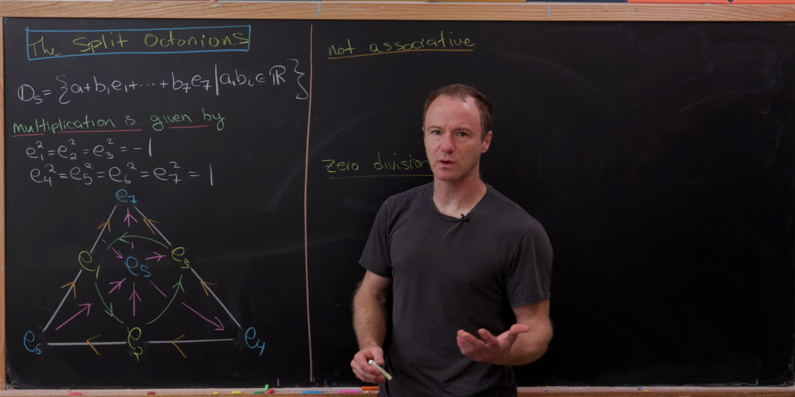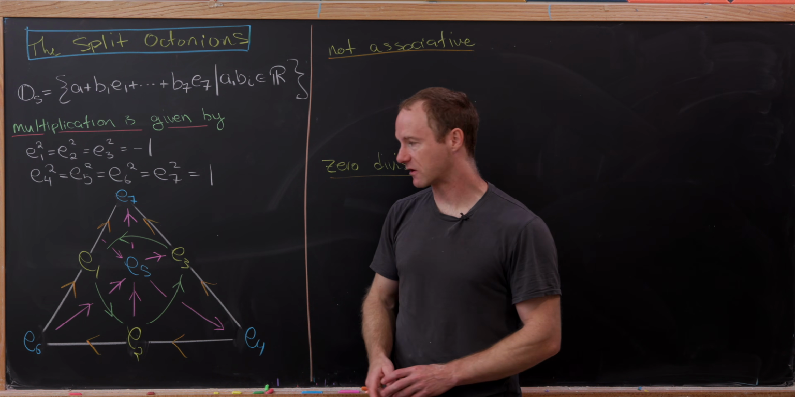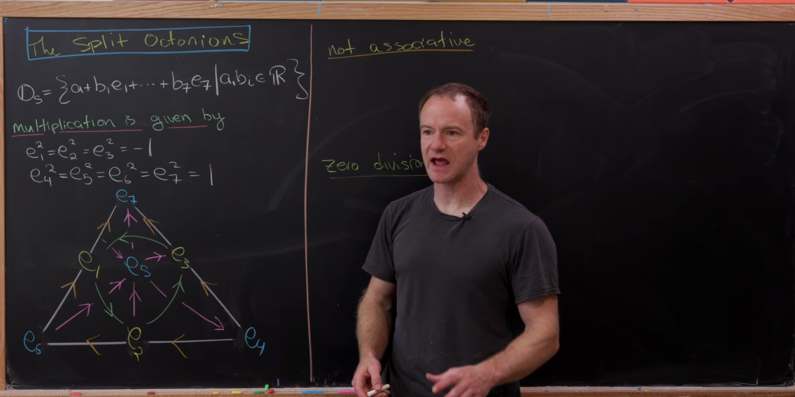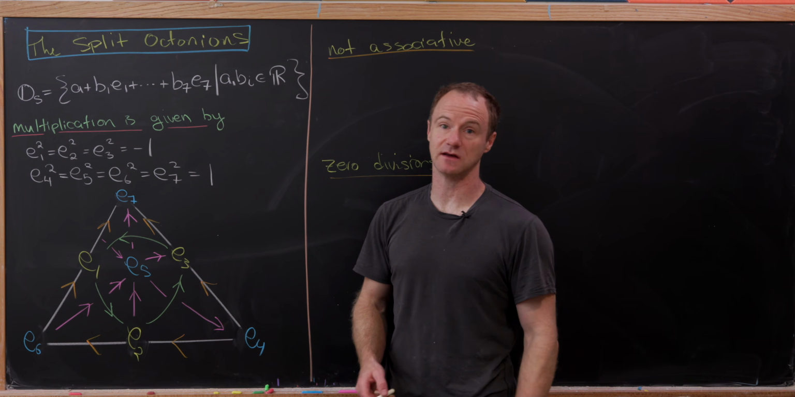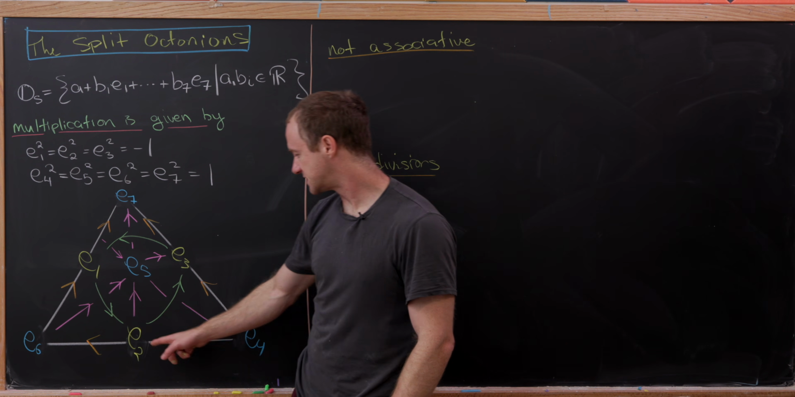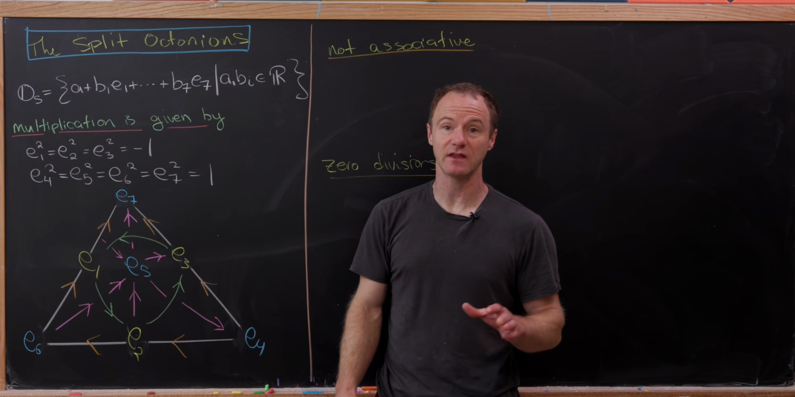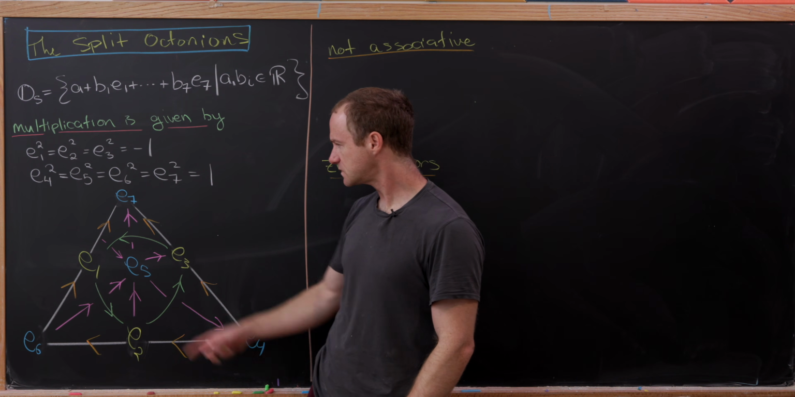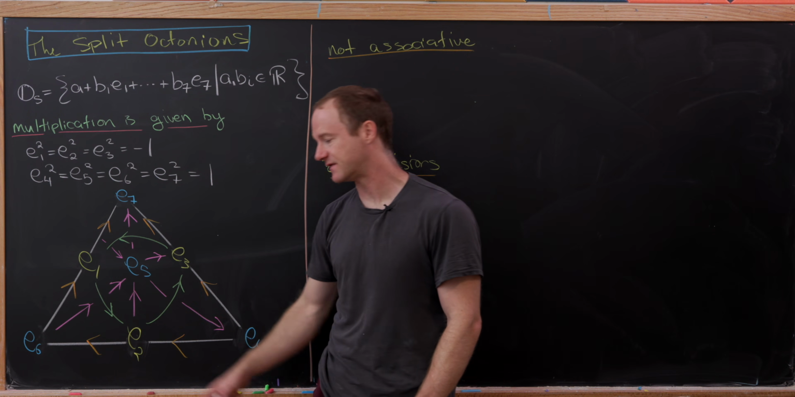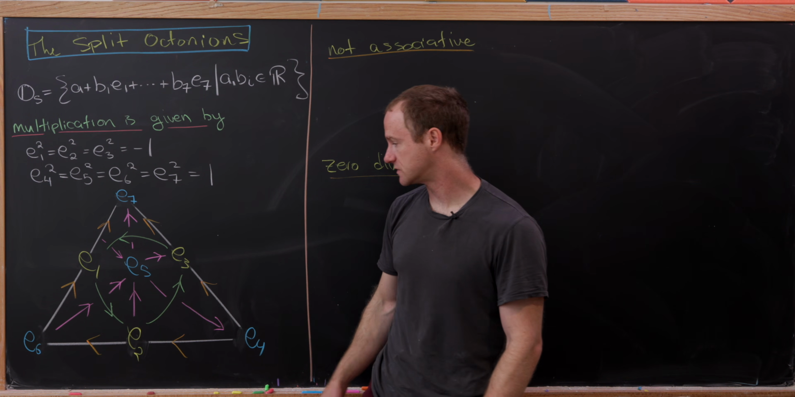And so how does one read this diagram? Well, if you go in the direction of the arrows, you pick up a plus sign, and whatever's next in the line tells you the product. So for instance, E2 times E5 is E7 because we went in the direction of the arrows, whereas E7 times E5 is -E2 because we went opposite the arrows.